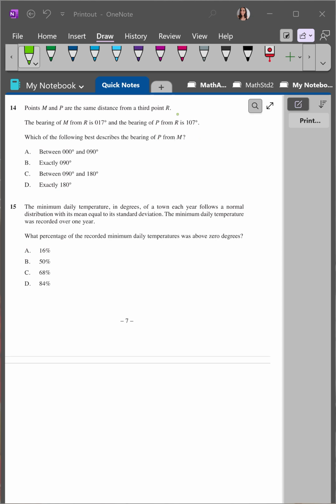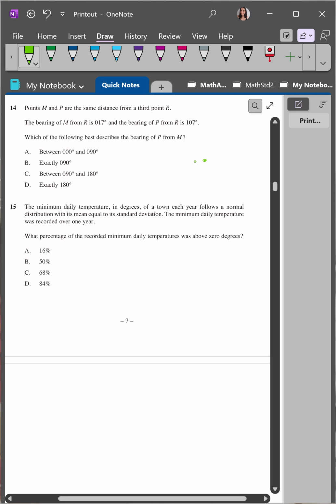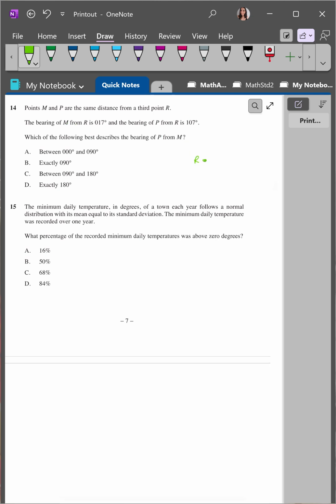Okay, let's draw a diagram and take this one step at a time. So the points M and P are the same distance from a third point R. So this is R, and it's saying that the bearing of M from R, so if we draw a north at R, is 17 degrees. So let's draw a line here. Let's call this M. This is 17 degrees.